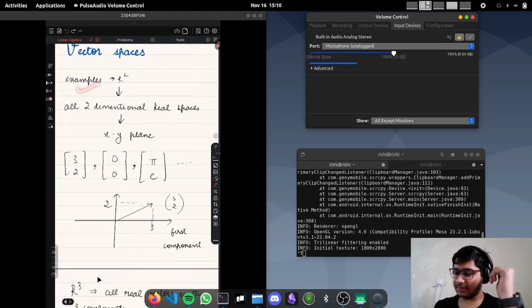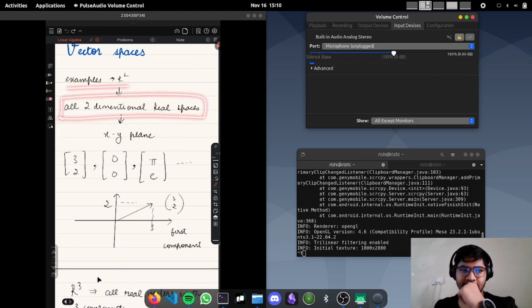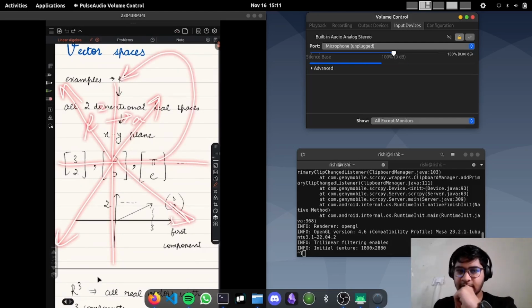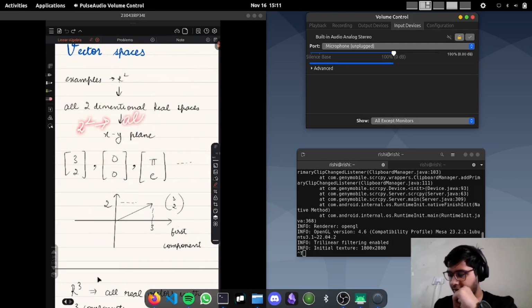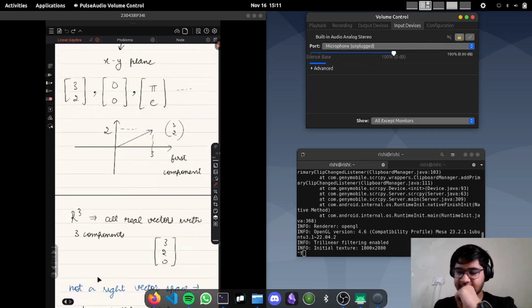Vector spaces examples: R square. We will understand this intuitively in some time, but all the 2-dimensional real spaces come in R square. So XY plane, any vector in XY plane is part of R square. So R square consists of all the vectors in 2-dimensional space. Okay, so 2-dimensional real space, XY plane. Cool. So these are all the columns. This will always exist in XY plane. So these are part of R square.